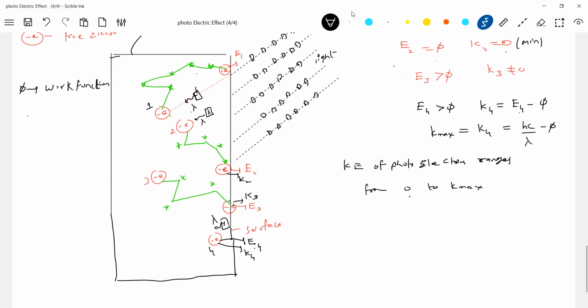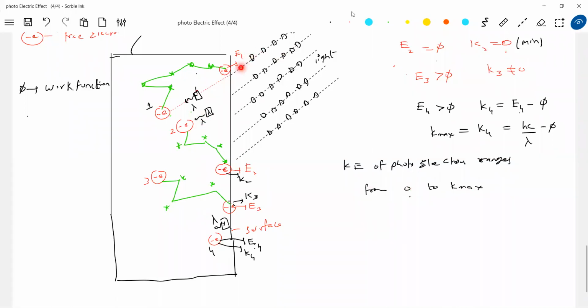Why 0 to K max? The kinetic energy of a photoelectron ranges from 0 to K max. Why 0? Which electron will not encounter any collisions? Those photoelectrons which are ejected with maximum kinetic energy. And which electron has encountered maximum collisions? Those which are ejected with 0 kinetic energy. Because all the photons will have the same energy.